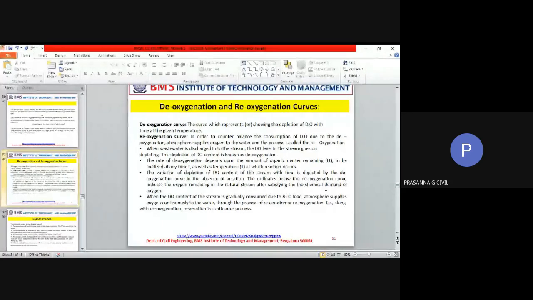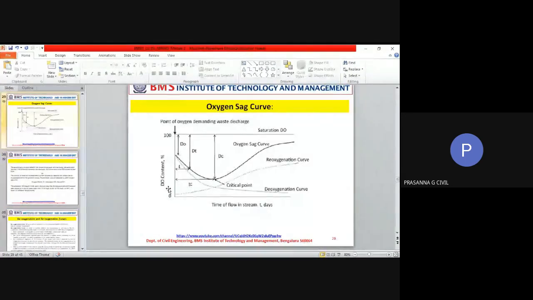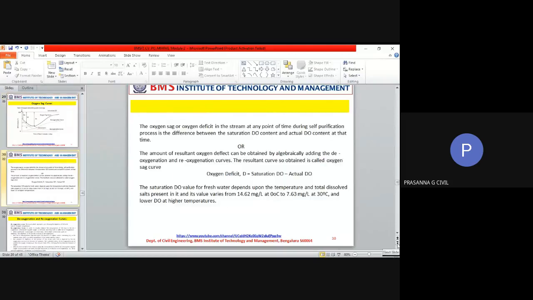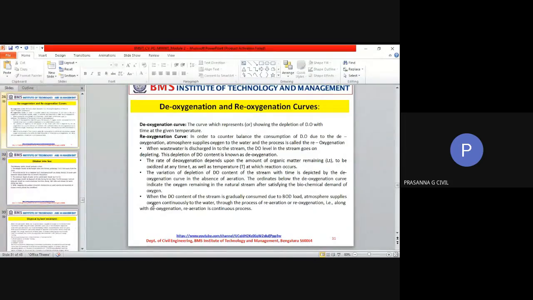The ordinates below the deoxygenation curve indicate the oxygen remaining. So this is the deoxygenation curve. Here, plenty of oxygen was there. Oxygen is getting used up, oxygen is getting used up, oxygen is getting used up. So it goes down, down, down.